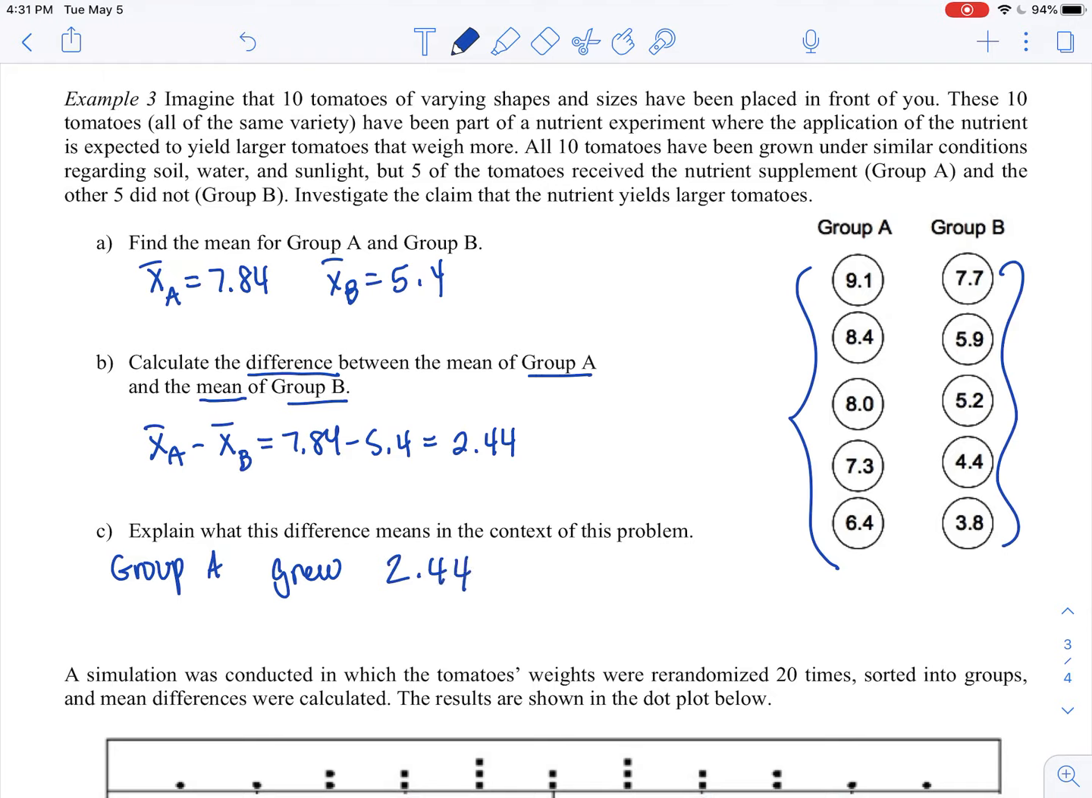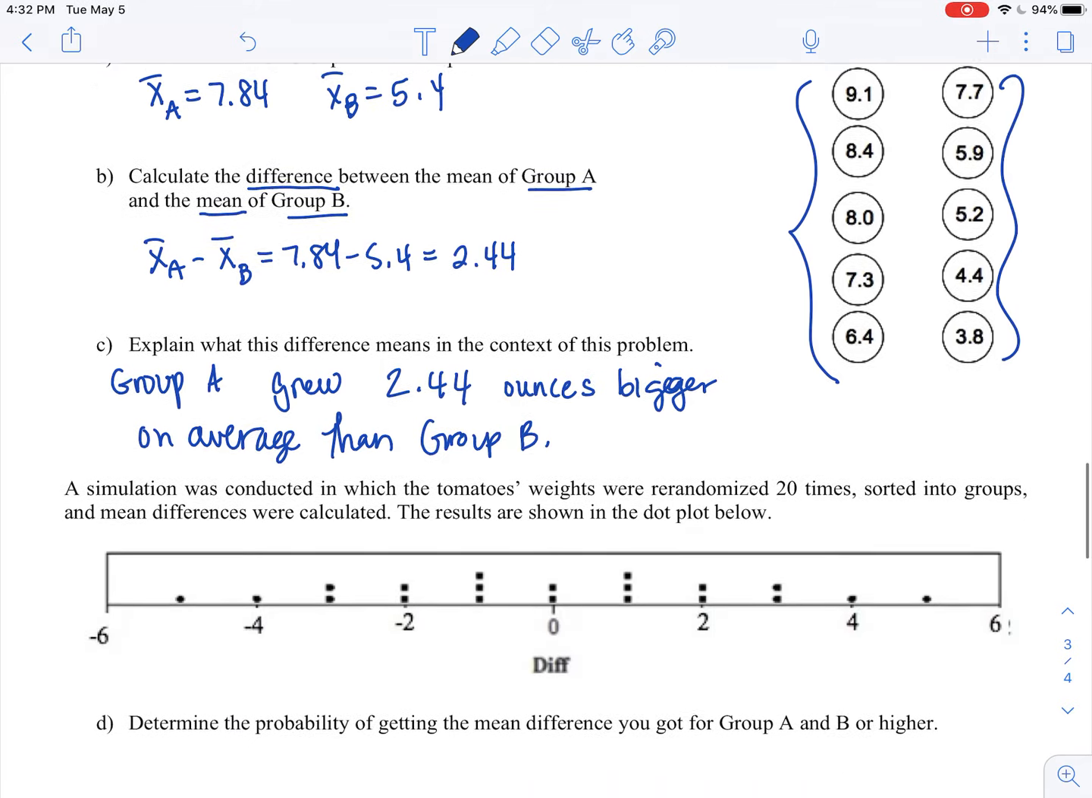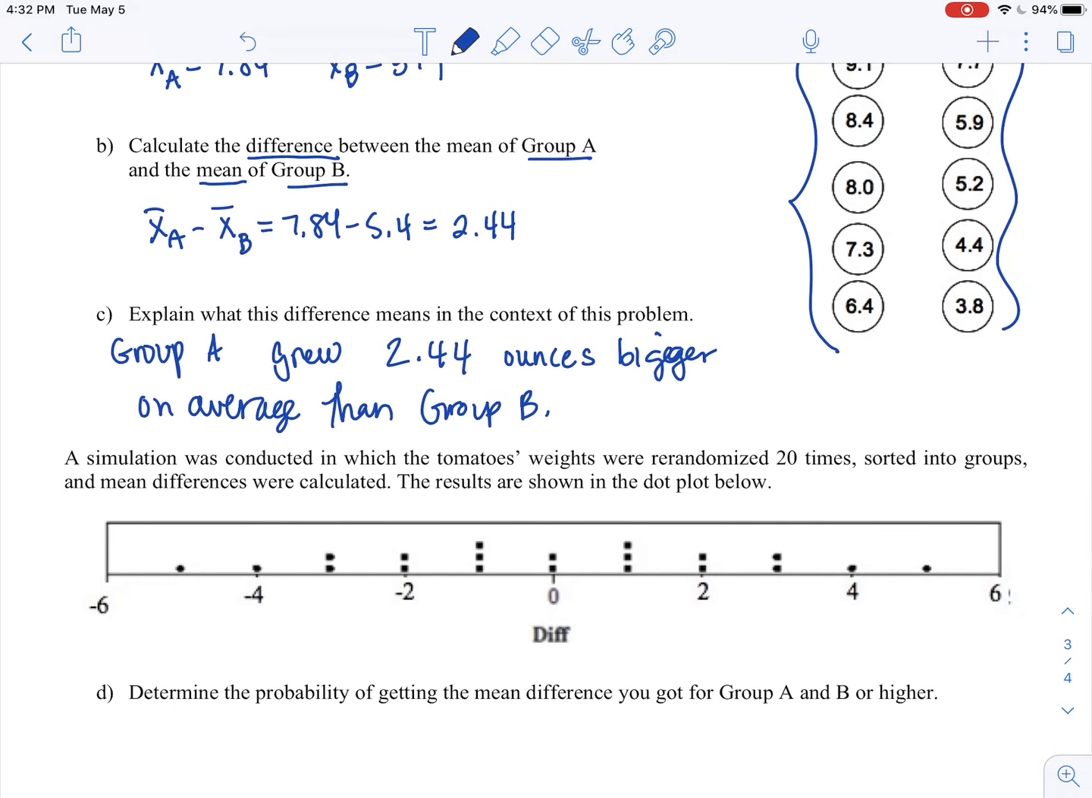What that actually means is that group A's tomatoes grew to be 2.44, doesn't look like they give you units, so let's just say ounces for right now, 2.44 ounces bigger on average than group B. So you might say, 2.44 ounces, that seems like a lot, right? Whatever treatment group A had was definitely important. Well, we don't really know that until we run a simulation where you re-randomize the different tomato weights over and over and see the differences between those groups. So basically you take your 10 tomatoes and keep switching if they're group A or group B and look at the difference in means between those two groups.